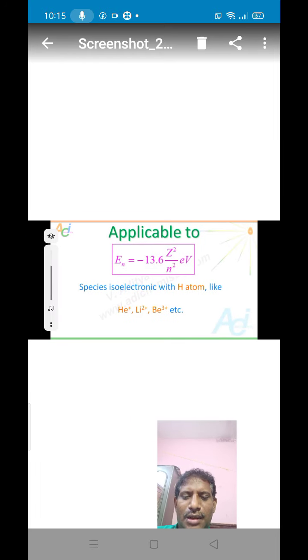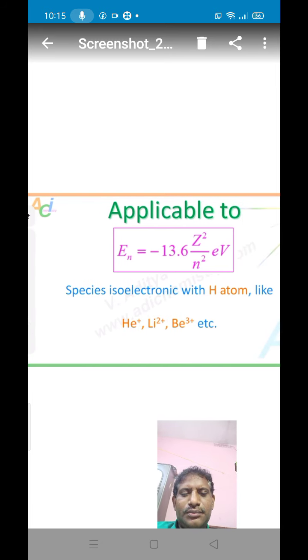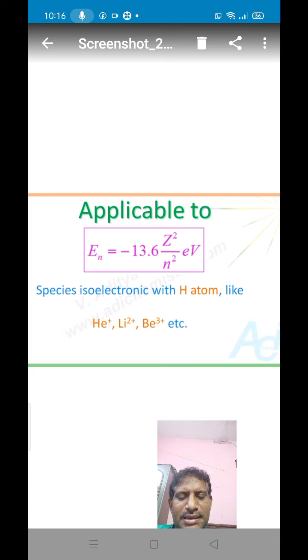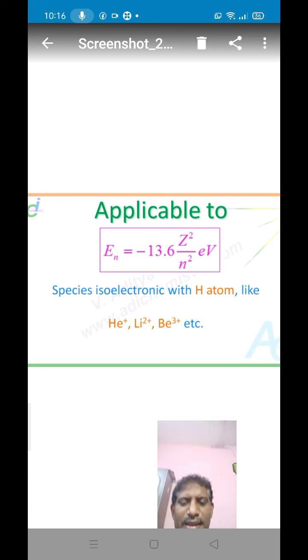Bohr's theory also gives the expression for the total energy of an electron in Bohr's orbit, which can be calculated by using the formula En is equal to minus 13.6 into Z square by n square electron volts, where Z represents the atomic number and n represents the number of the orbit.